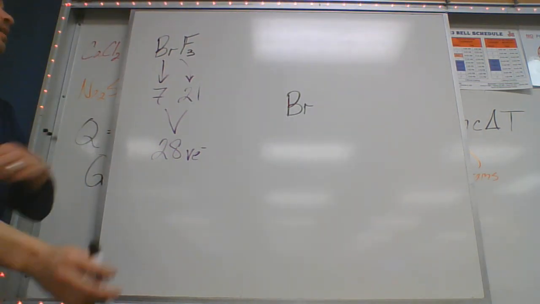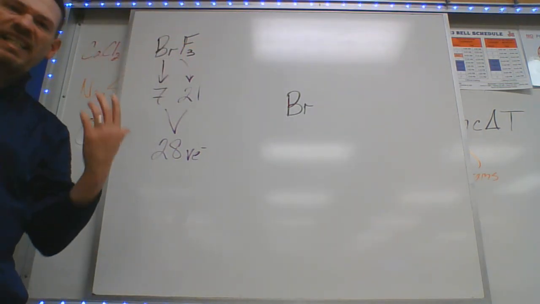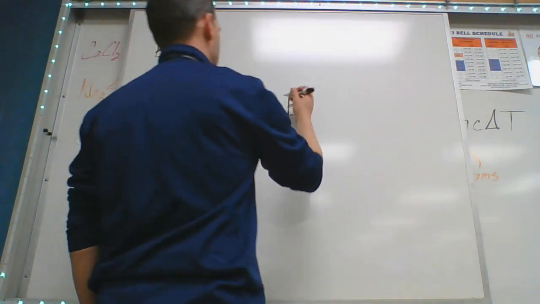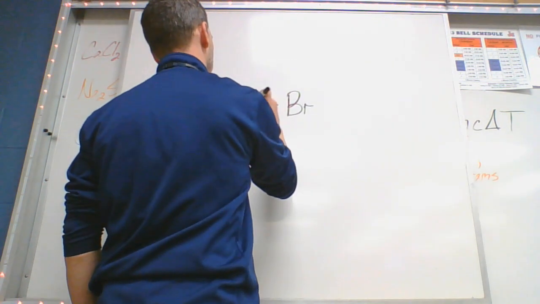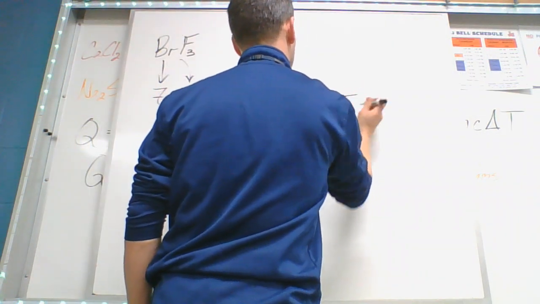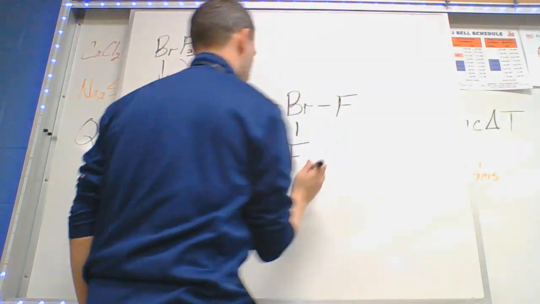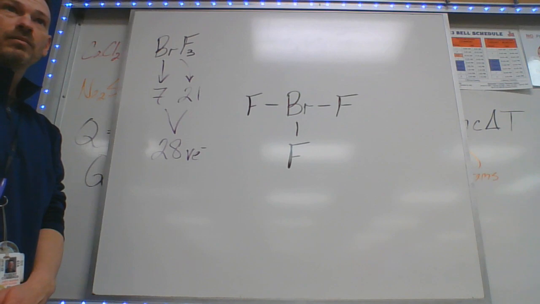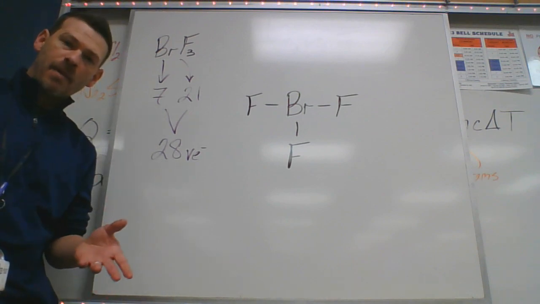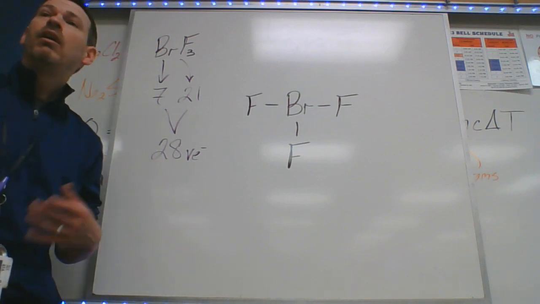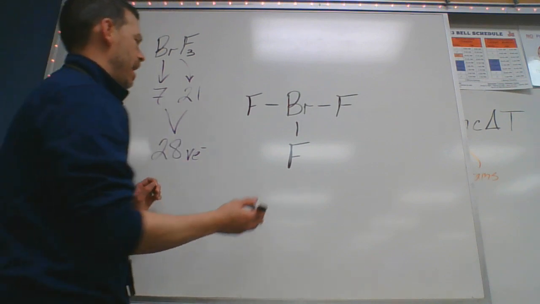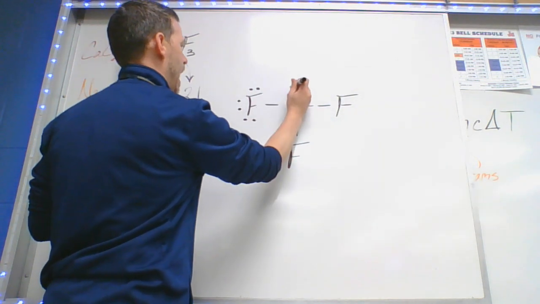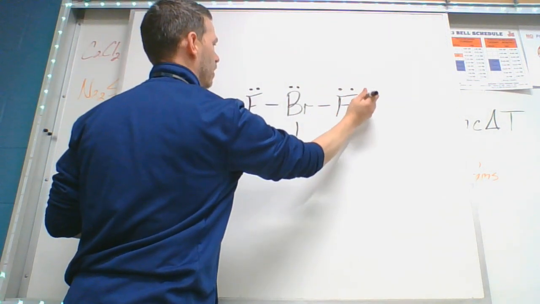And then we bond the remaining with sigmas, single bonds. We can call them sigmas now. So let's bond the extra fluorines. Make everything happy. Remember, 8's always the magic number, except for hydrogen, but that doesn't matter right now. So I'm going to add lone pairs to make everybody have an octet.